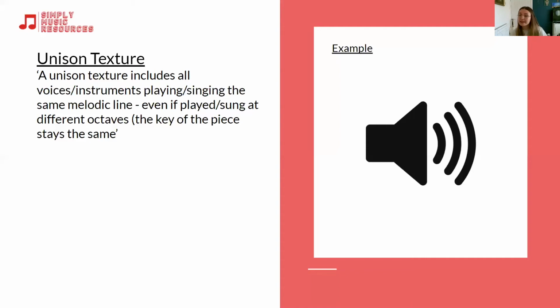Again, it's the C major scale, and I'm not sure if you could hear it, but I did sing the C major scale an octave lower. So a unison texture is all parts, all melodies and instruments playing the same melody, but it can be played at different octaves. So again, with the unison texture, you can clearly see the difference between all of the other textures that we've discussed so far, because they all have their own characteristics and definitions.